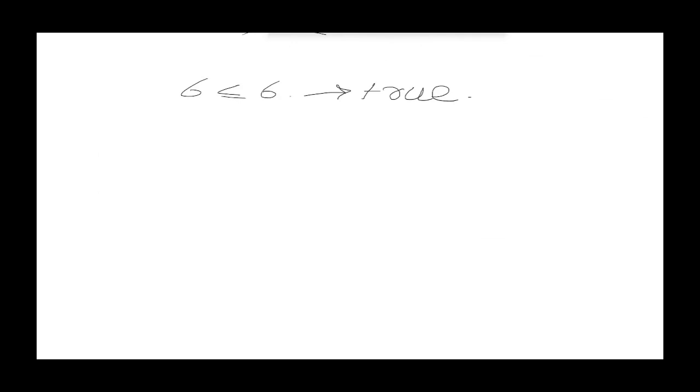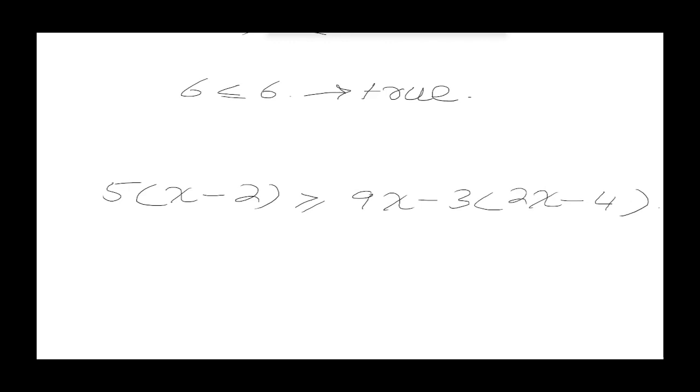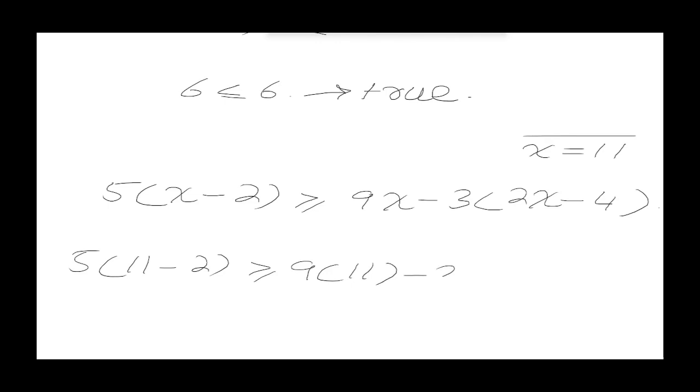Okay, so how are we going to attempt this? First, let's write 5(x − 2) ≥ 9x − 3(2x − 4). What is the value of x? The value of x is given as 11. So we can write 5(11 − 2) ≥ 9(11) − 3(2(11) − 4).